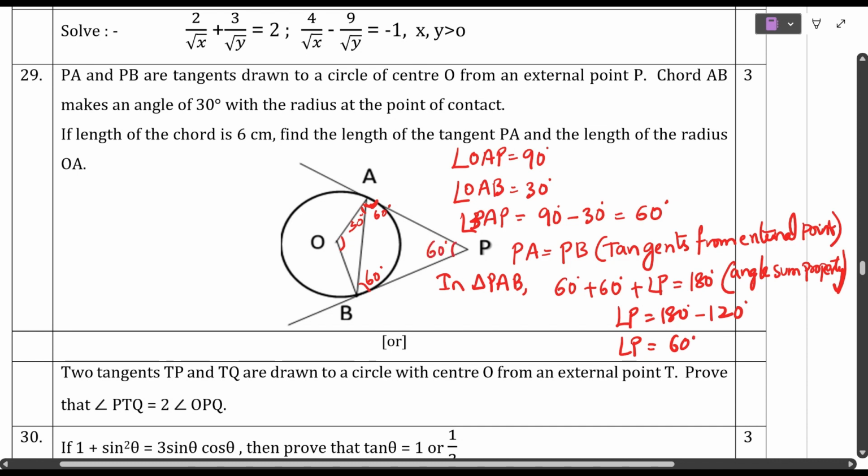So equilateral triangle will have all the three angles as 60 degrees each. Now we know the value of chord, that is 6 centimeters, and we are going to find the length of tangent PA and the length of the radius OA. Okay. So now take the triangle OAP. Okay, OAP. Now join this, okay.